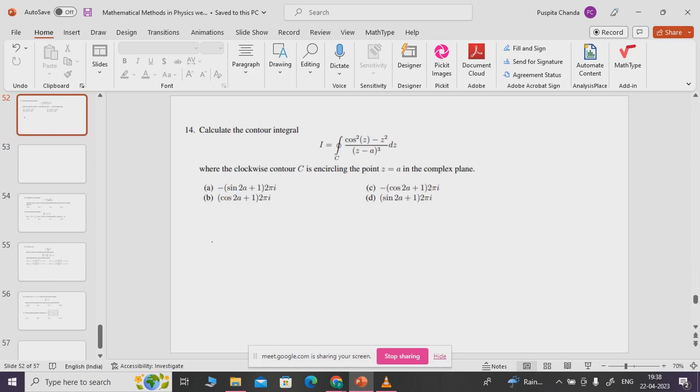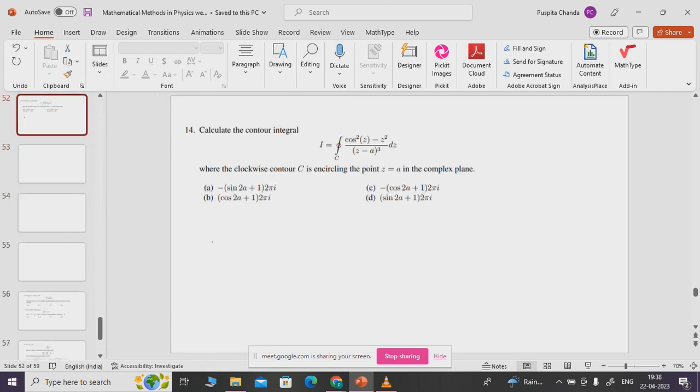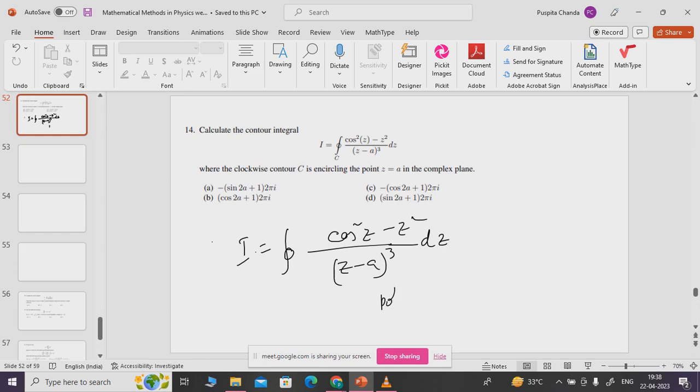Now coming to the problems of this. So here I is equal to the contour integral of cos square z minus z square over z minus a whole cube dz. Okay, so we need to find the pole. Here the pole is z minus a is equal to 0, z is equal to a, and this is a third order pole.